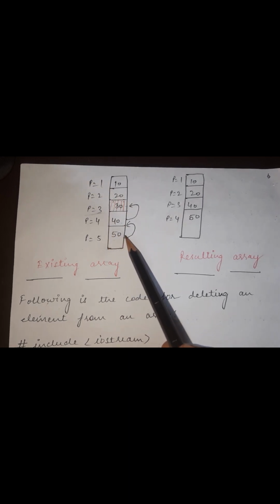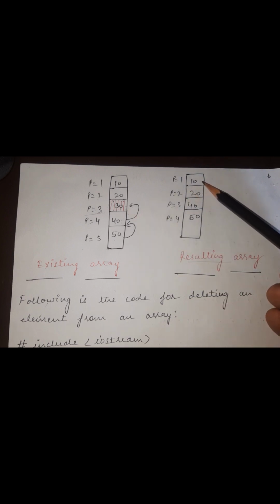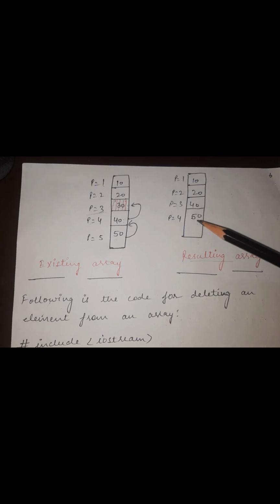Suppose you want to delete the element from the third position. So suppose we want to delete this third element that has a value 30. After deletion, this 40 will move upwards. After deletion, this 50 also moves upwards. So in the resulting array, what is the output? Now after deletion, we have 4 elements: 10, 20, 40 and 50. So now we have discussed how to delete an element from the array using an example.